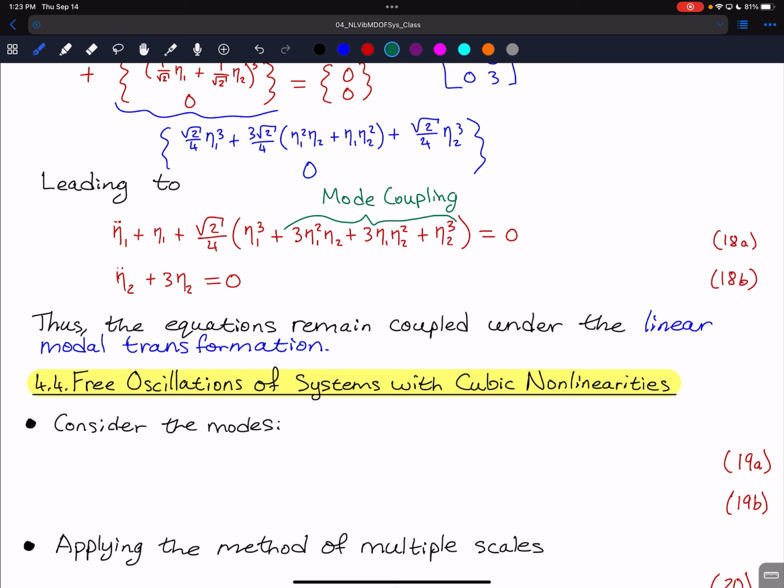Okay. So here we can see that the coupling is only on the first equation. So when an energy exchange happens, is it going to happen in one way or two ways? A good question. I don't know, actually. It's a good question. That's something we should investigate.